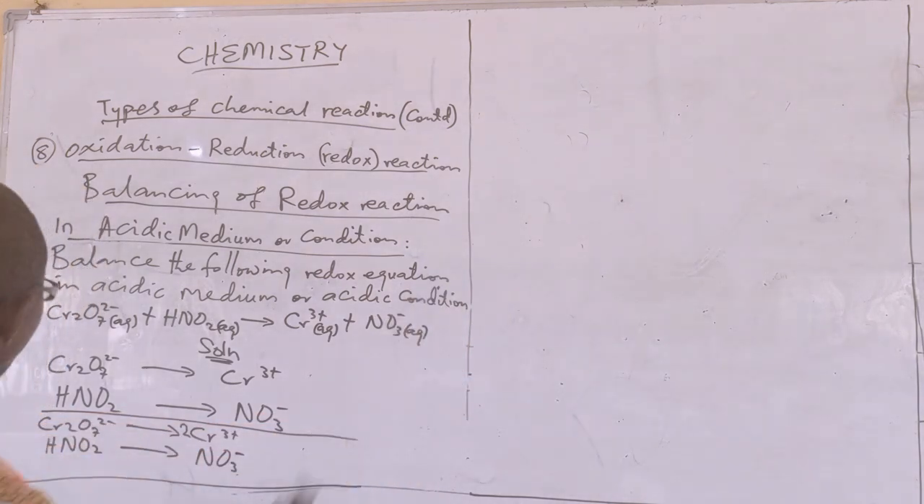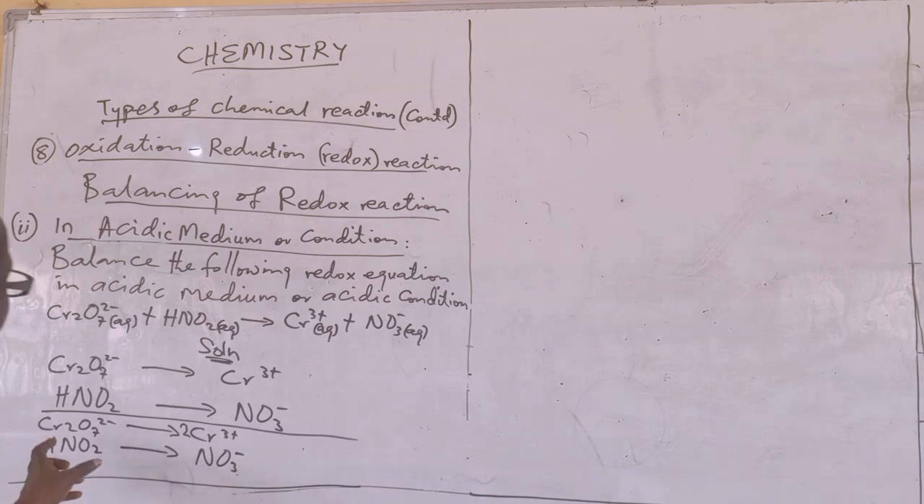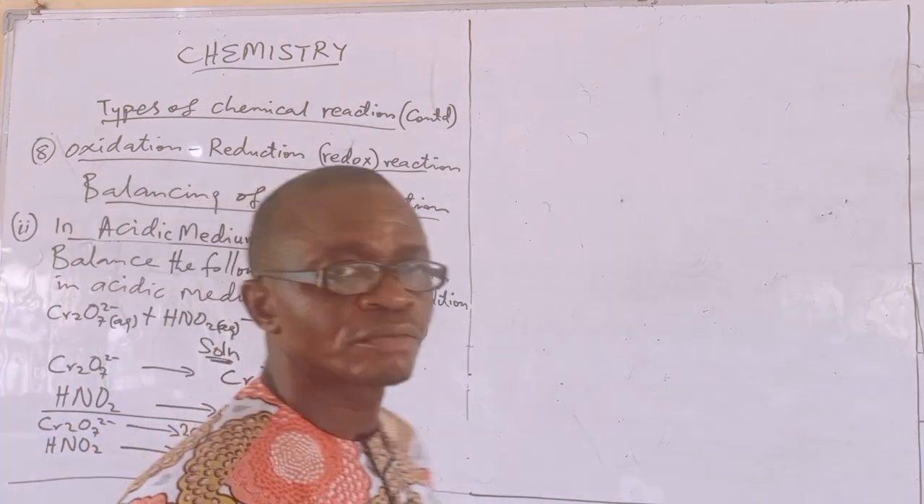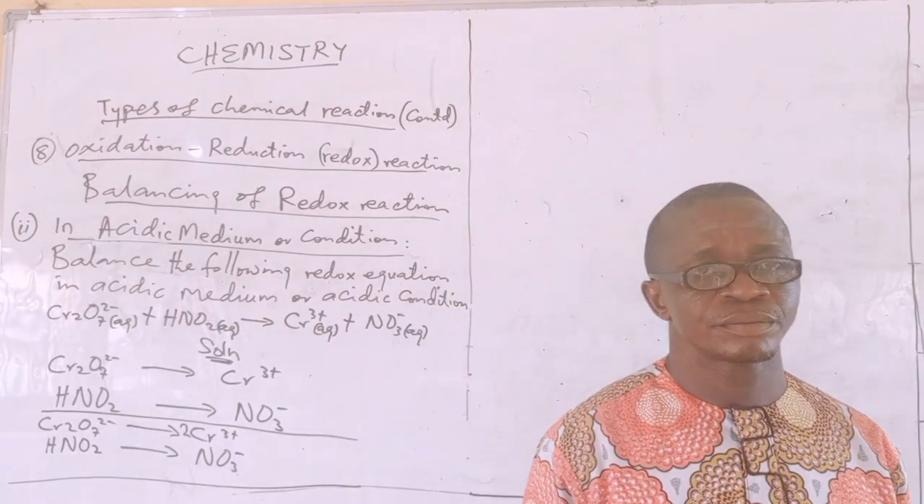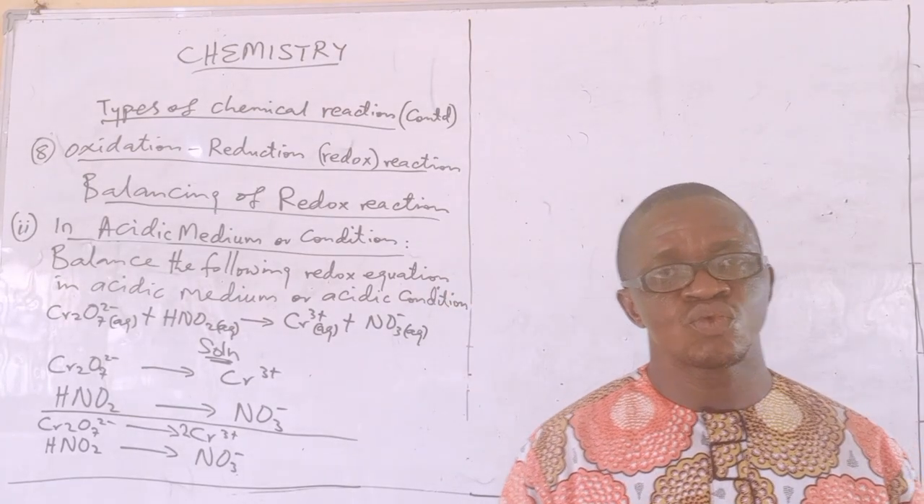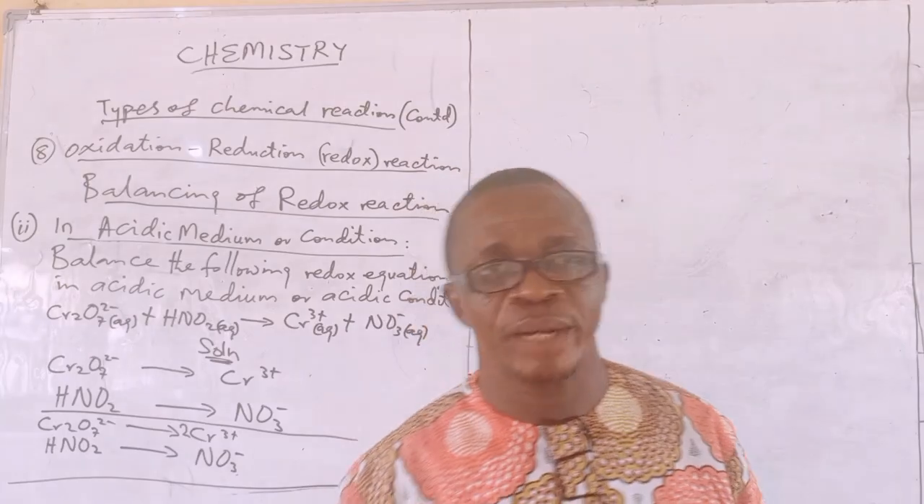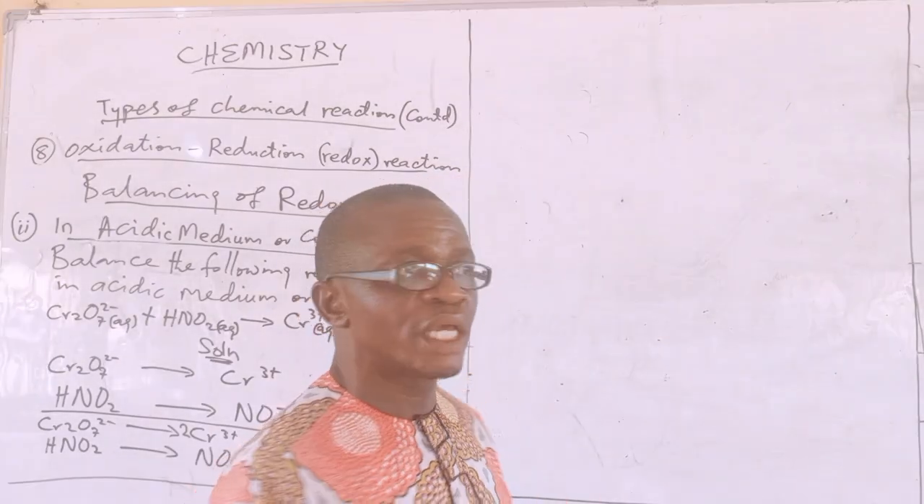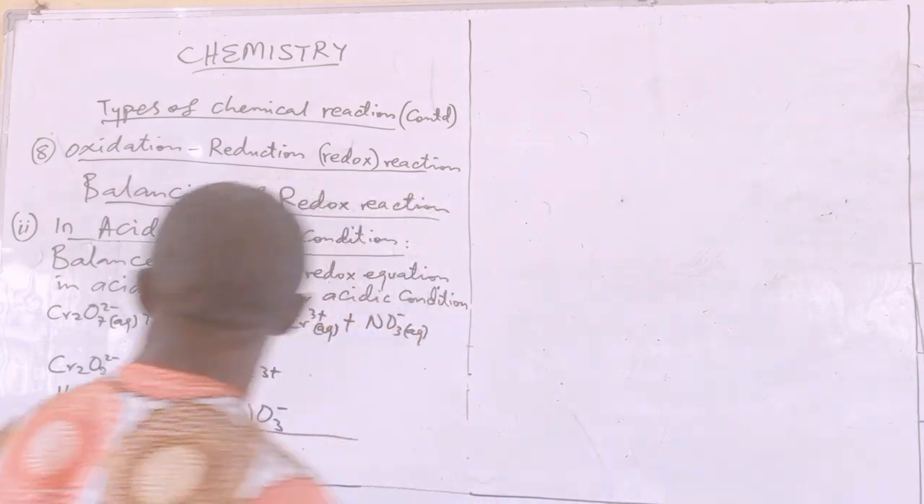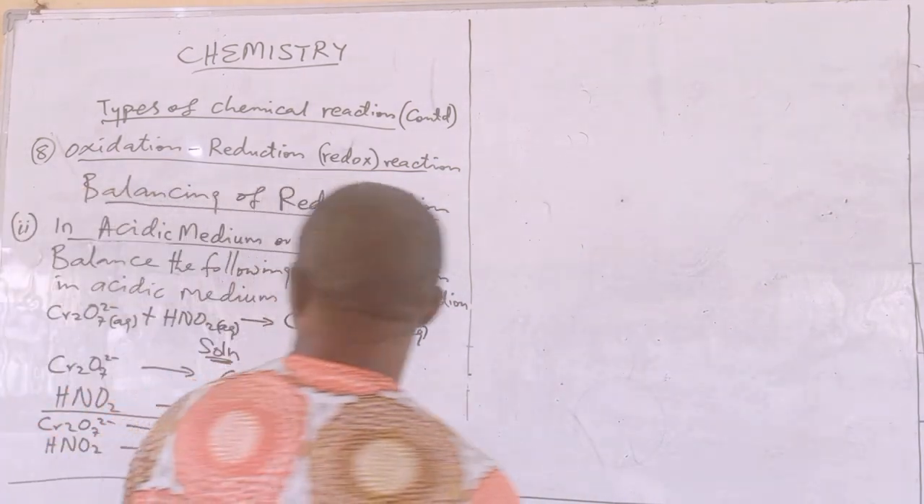Now, moving to the other side, step 3, balance oxygen. I hope you are writing it. Balance oxygen with H2O. Use H2O and balance oxygen. H2O is water. We are going to use water molecule to balance oxygen in the two equations.